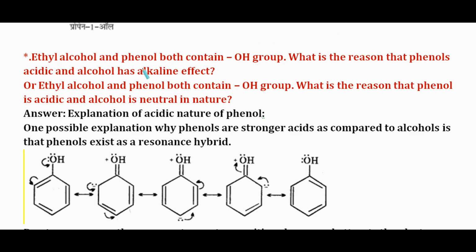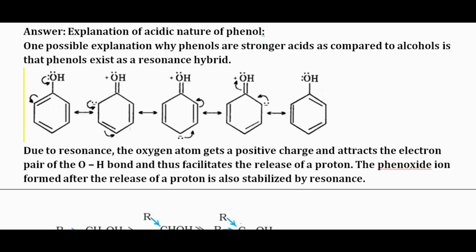Next question is, ethyl alcohol and phenol both contain OH group. What is the reason that phenol is acidic and alcohol is neutral in nature? This is explanation of acidic nature of phenol. One possible explanation why phenols are stronger acids as compared to alcohol is that phenols exist as a resonance hybrid.